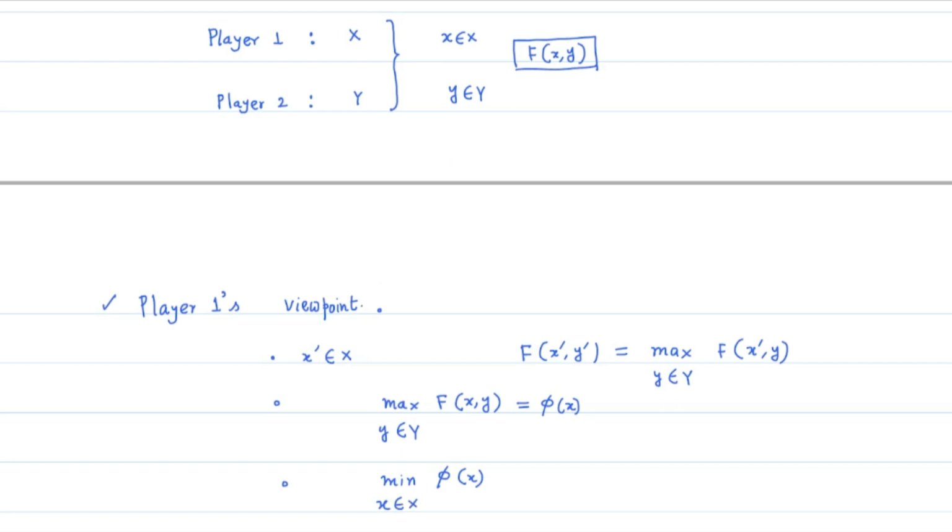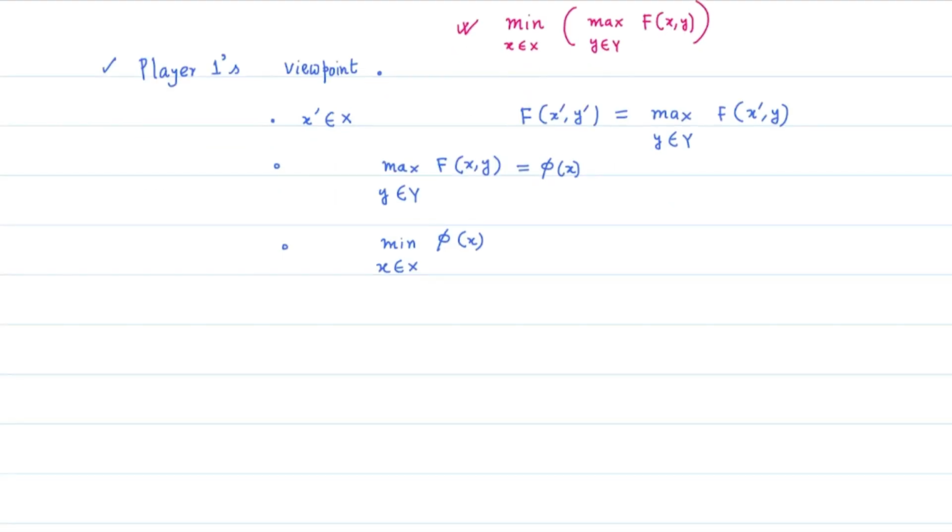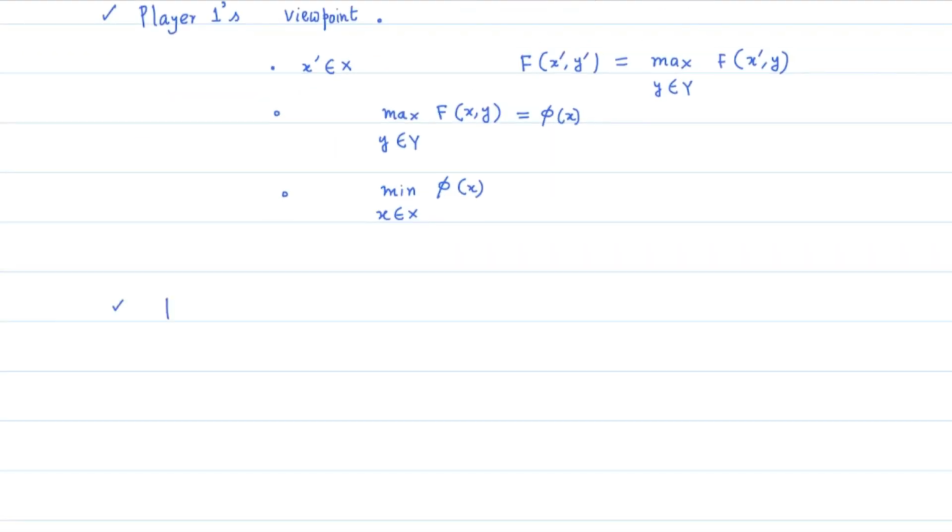So from the viewpoint of player 1, this problem will be solved by solving the minimization over capital X of the function phi, which is the maximum of the payoff function f(x,y) over capital Y. So from the viewpoint of player 1, this game problem is this min-max problem. Now let us look at the game problem from player 2's perspective. From player 2's viewpoint, the analysis will be as follows.